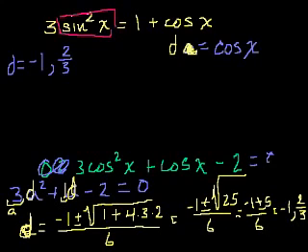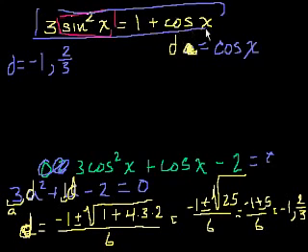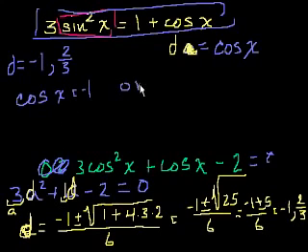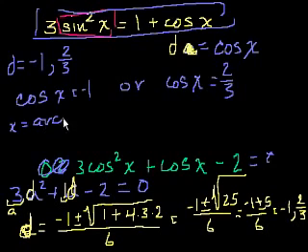But of course, we made the substitution long ago that d is equal to cosine of x. So the solution to this equation in terms of x is the solution to this equation. Cosine of x is equal to minus 1, or cosine of x is equal to 2/3. Well, this one's easy, right? X is equal to arc cosine of minus 1.